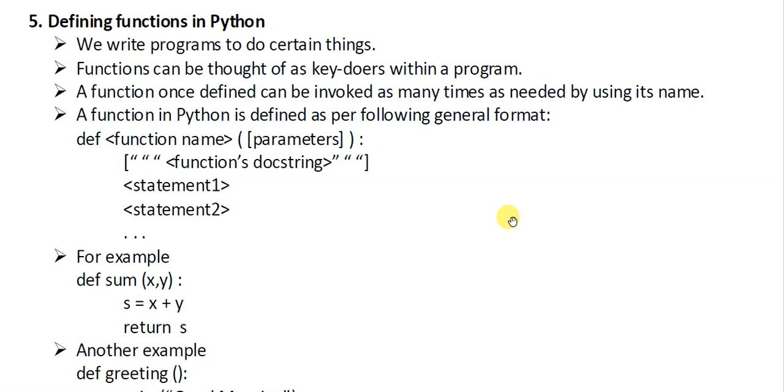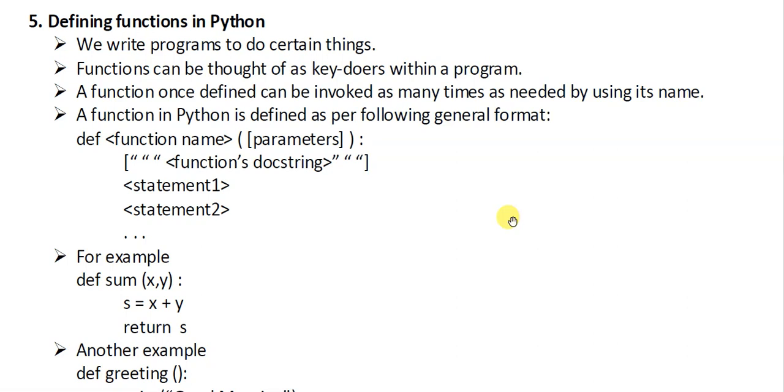So many programs that you have already done in class 11th. You write the programs to perform a particular task, and the function can be thought of as the key doers in the program. Till 11th you have just written programs without function. So the functions are the keys in a program. They are the main thing that performs the operations.